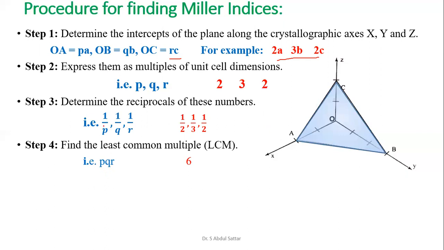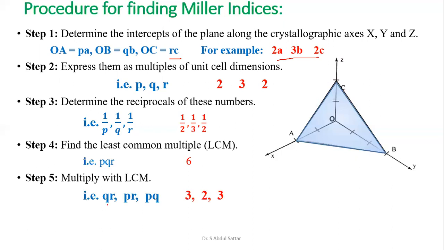So PQR into 1 by P is equal to QR. PQR into 1 by Q is PR. PQR into 1 by R is PQ. So multiply: 6 into 1 by 2 is 3, 6 into 1 by 3 is 2, 6 into 1 by 2 is 3. So multiplying with the LCM gives QR, PR, PQ, that is 3, 2, 3.